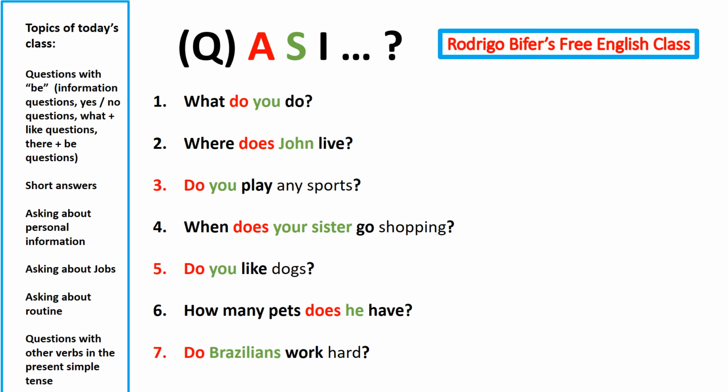And number 6, how many pets does he have? That's the question. Does, auxiliary; he, subject; have is a verb in the infinitive. Do Brazilians work hard? Do is the auxiliary, Brazilians is the subject, work is the verb in the infinitive, and hard is just the continuation of the question. So there you have the formula working perfectly.